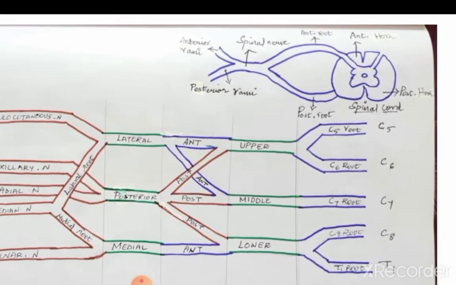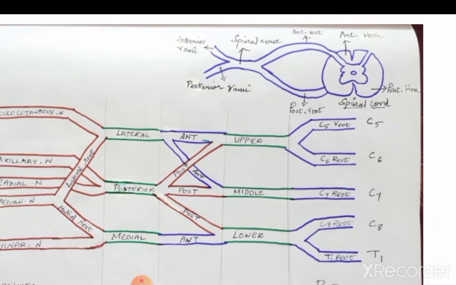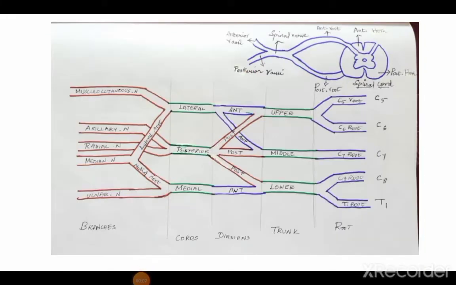Brachial plexus is the continuation of spinal nerves from the region of C5 to T1 spinal cord. It is the continuation of only the anterior rami of spinal nerve. The posterior rami of spinal nerve supplies the posterior side of our body. So the anterior rami of spinal nerves from the region of C5 to T1 spinal cord forms the brachial plexus.